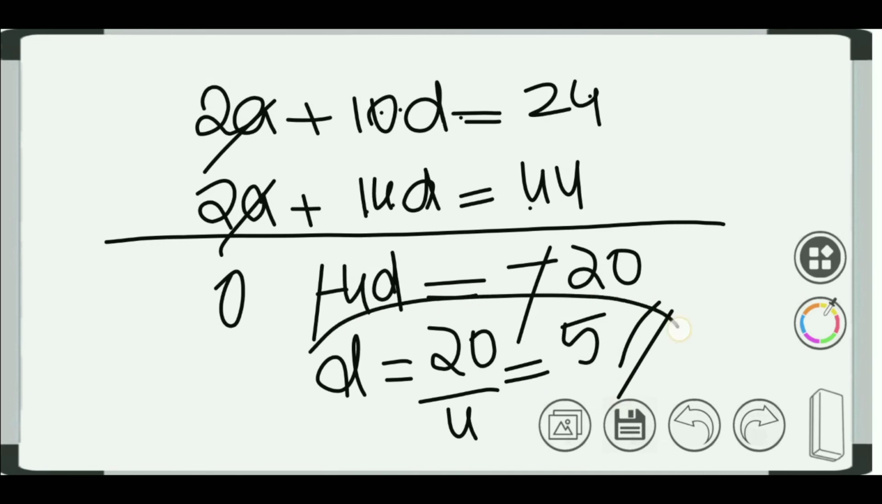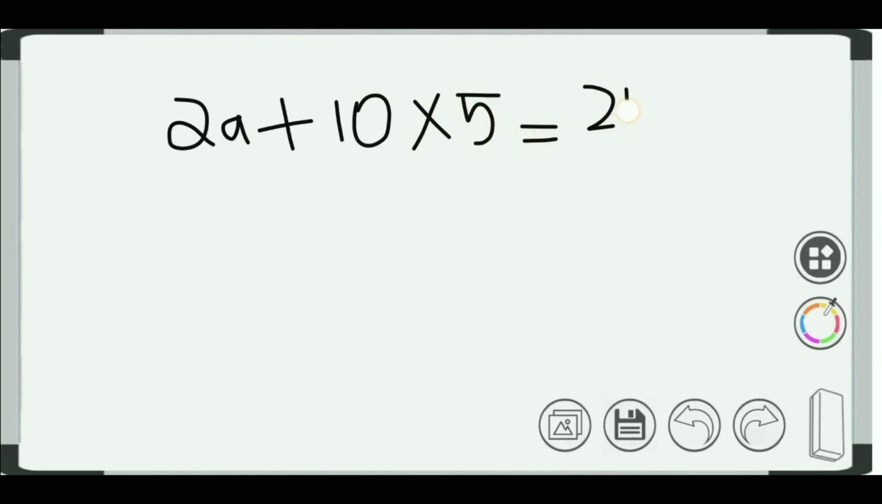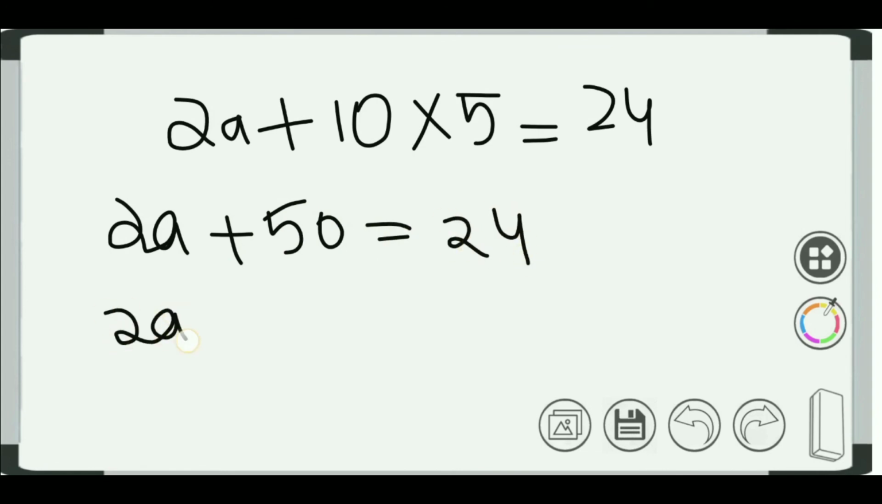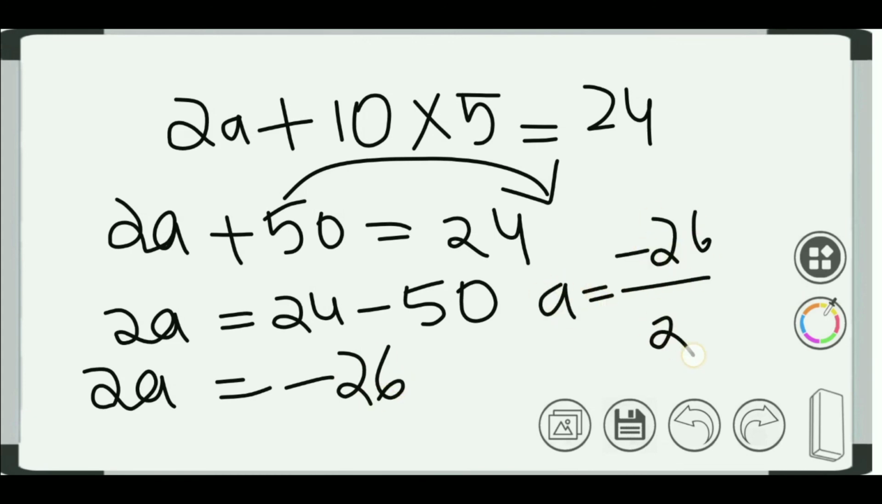So you can substitute this value of D in the first equation and you can find the value of A. That is 2A plus 10D, D is what? 5. 10 into 5 is equal to 24. So 2A plus 50 equal to 24. 2A equal to, 50 will go this side, so minus 50. 24 minus 50. 2A is equal to 24 minus 50, which is minus 26. Therefore, A is equal to minus 26 divided by 2. That is minus 13. So, your A value is minus 13.